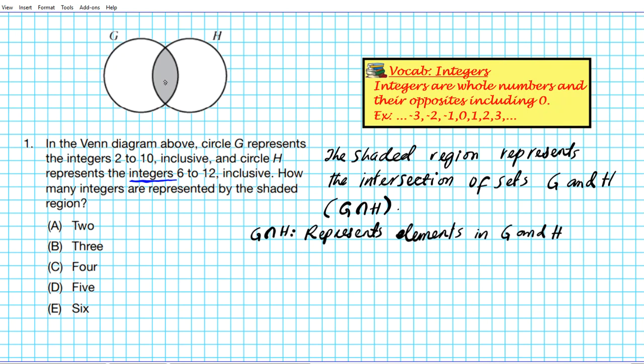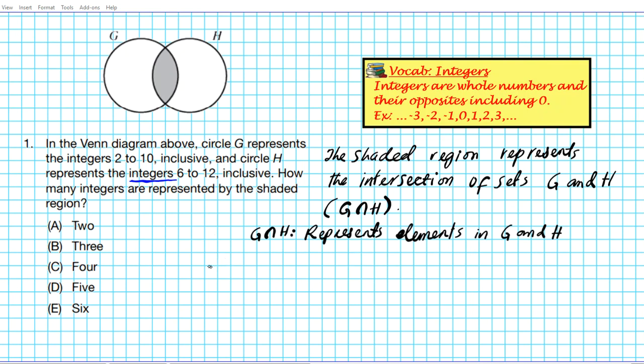So if you have a region that's an intersection of multiple sets, the amount of elements in that intersected region represents the amount of elements that are in all the sets that make up that intersected region. So in this case, we have G and H together making up the intersected region, so the elements in this set will be all the elements that are in G and H together. Alright, so let's go ahead and determine what this is.